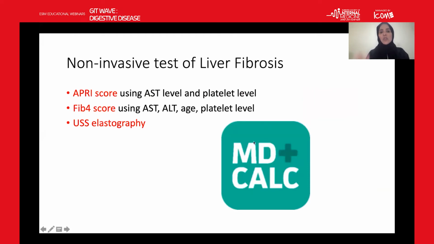And there are scores which are there. You have the APRI score, which uses ALT, AST level and platelet level to know how much fibrosis the patient has. Also the FIB-4 score using AST, ALT, age, and platelet level. And there is ultrasound elastography, which you could actually request; in every hospital, I believe, they now have the ultrasound department, ultrasound elastography to check. And if you have FibroScan, you can go ahead.